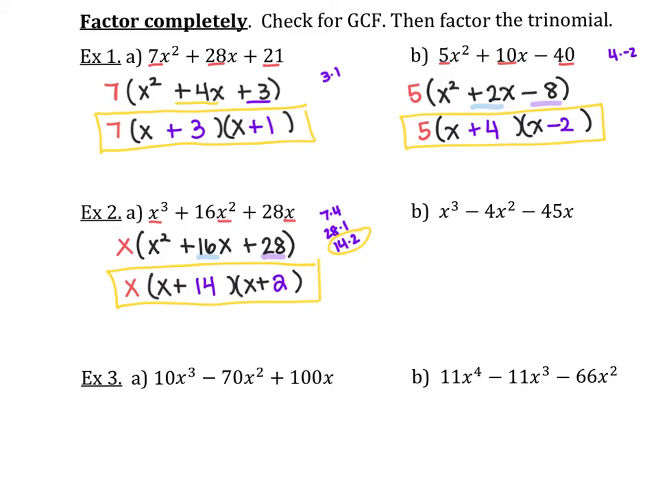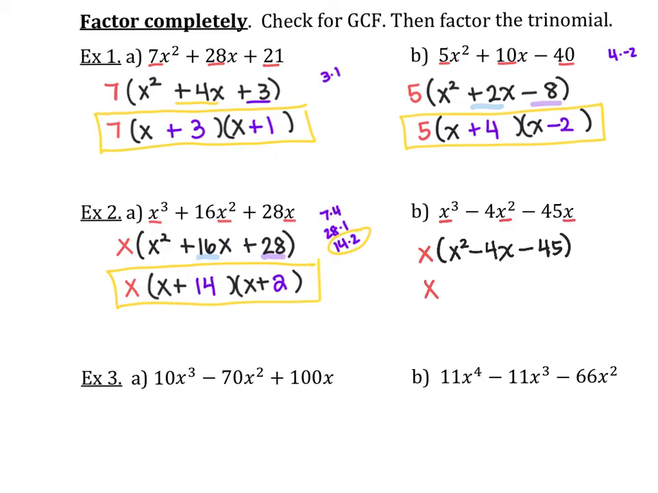Okay, let's look at B. X cubed. It doesn't have a coefficient, so I don't have to worry about it, but it is cubed, so I know I'm going to take out x's because we don't know how to do cubes. Okay, this has x cubed, x squared, and this has x. They all have at least an x, so I'm going to take out an x. If I take out an x from x cubed, it goes down to x squared. Minus 4x squared. I keep the 4, I take out an x, I'm down to x. If I take an x out of 45x, I'm down to 45. Which is good because I can factor that.